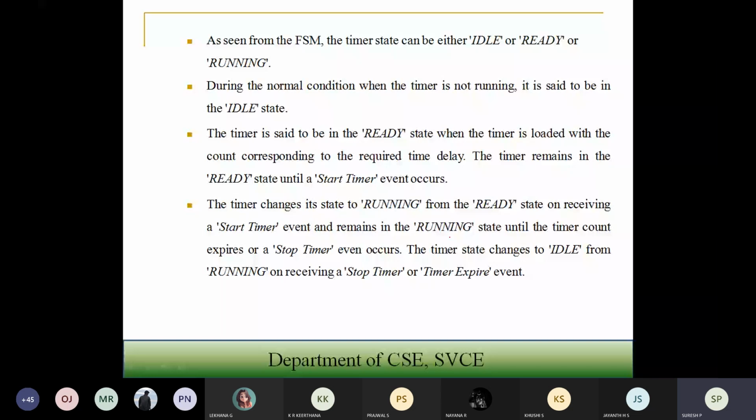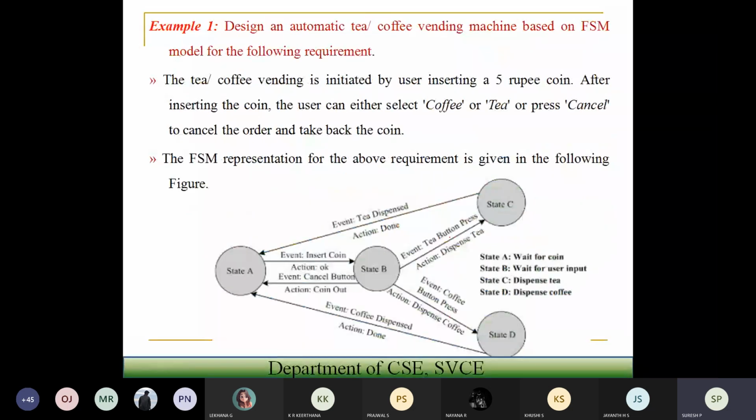That means you start counting the time, that is, decrementing the count, and remain in the running state until the timer count expires. When it reaches 0, that particular event occurs, since the timer is stopped after the fixed duration. Then the timer goes back to the idle state from the running state on receiving the stop timer event or when the timer expires. This is one of the examples they have taken for the state machine model.